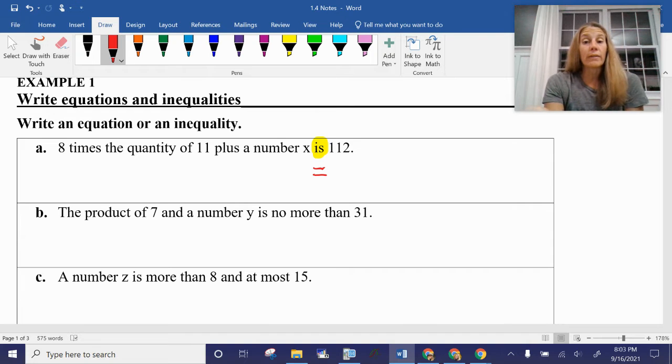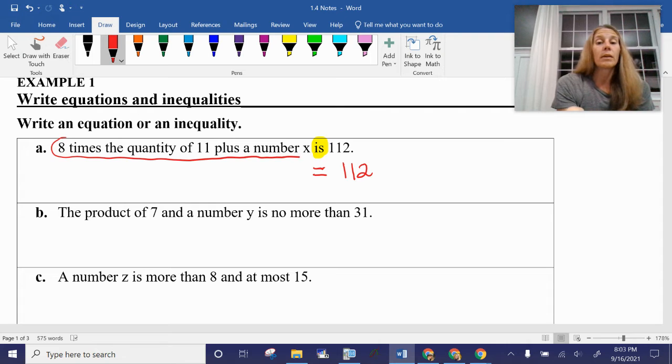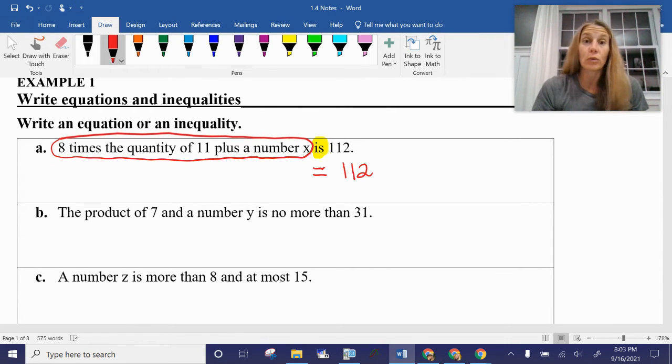Now I look to the right of that here. The only thing I have is that 112, so I don't have to think too much about what to put on that side of the equal sign. But now all of this is going to make some sort of algebraic expression that's going to go on the left-hand side of the equal sign. So it says 8 times the quantity of 11 plus a number x. So that tells me that that part's going to be in parentheses.